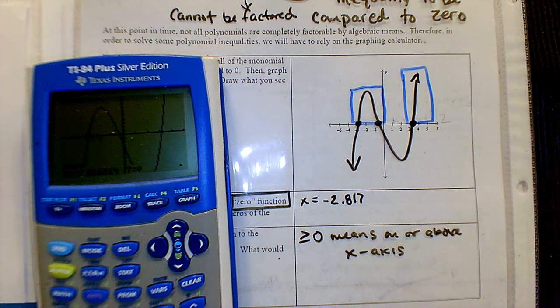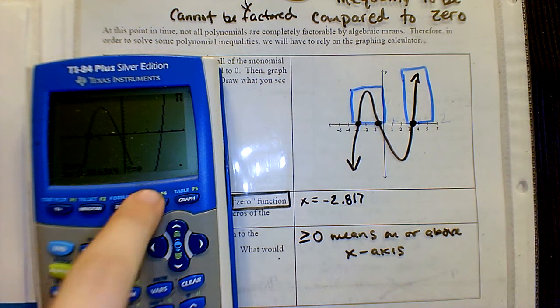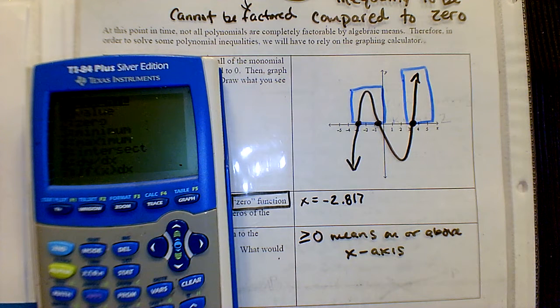Do you guys think you can give the other 2 x-intercepts a try? Okay, go back to that menu, second calc, and it's option number 2.